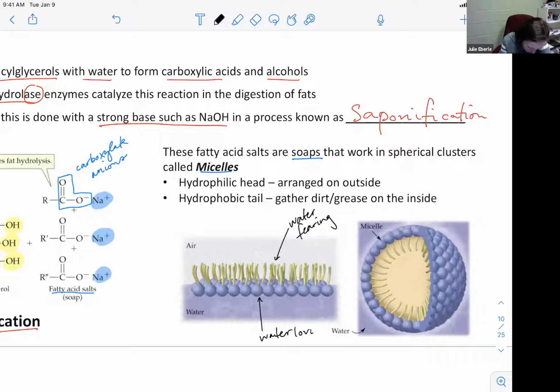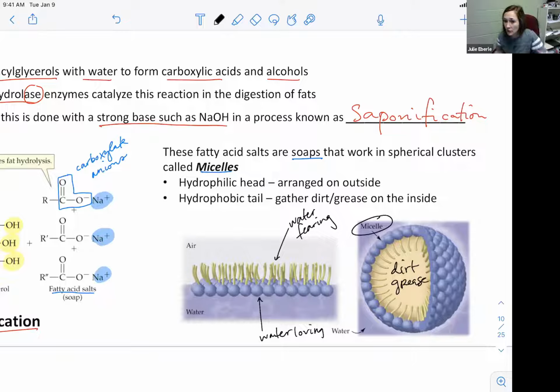These are hydrophilic. So they will arrange themselves into what we call micelles, and a picture of it is right here on the right. They'll form these spheres where all the water loving heads, the hydrophilic heads, are on the outside, and the hydrophobic tails are on the inside. And this is where it traps dirt, grease. When we wash our hands with soap, this process is literally happening.